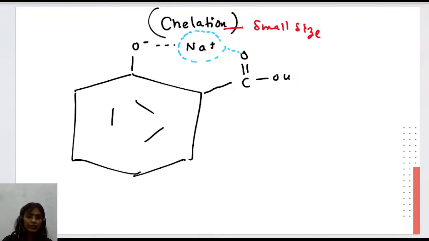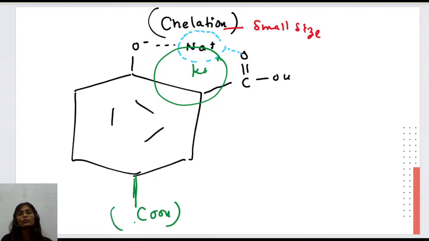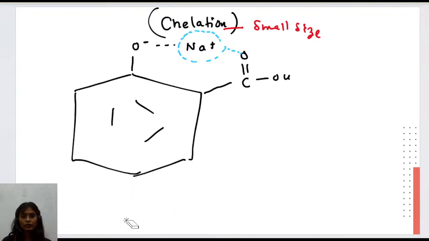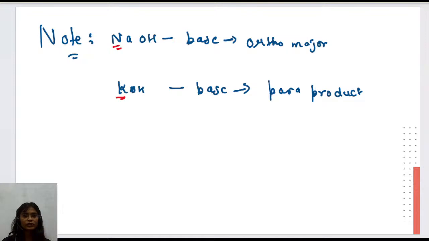On the other hand, if you're using potassium, it can't go with this because its size is large. So in order to stabilize this, potassium prefers the para position as the major one. The reason is very simple: chelation, because sodium has a small size and potassium has a large size. But if you're not getting how chelation works, it is not part of the syllabus. Just note: sodium gives ortho product, potassium gives para product. This is all for the explanation, all for Kolbe's reaction and for today's class as well.